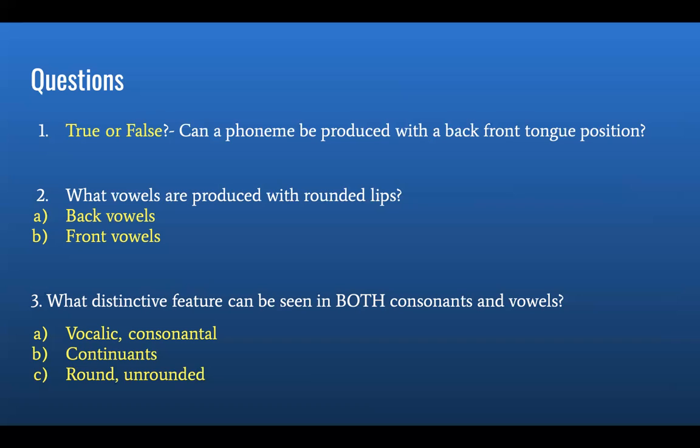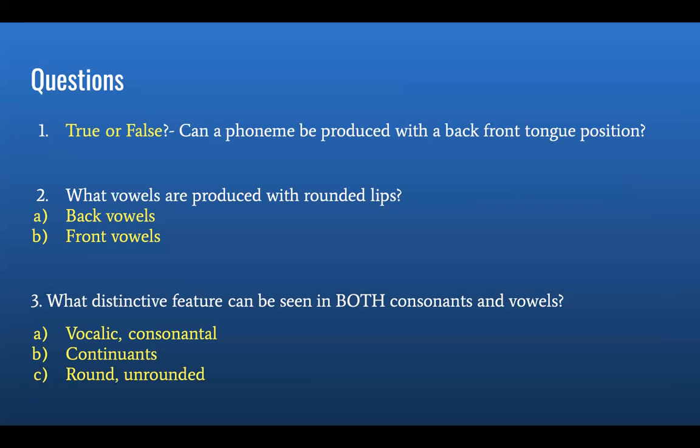Number 2, what vowels are produced with rounded lips? A, back vowels, or B, front vowels? The answer to this is A. If you think back to the vowel quadrilateral, you will remember that back vowels are rounded while front vowels are produced with unrounded lips. And 3, what distinctive feature can be seen in both consonants and vowels?